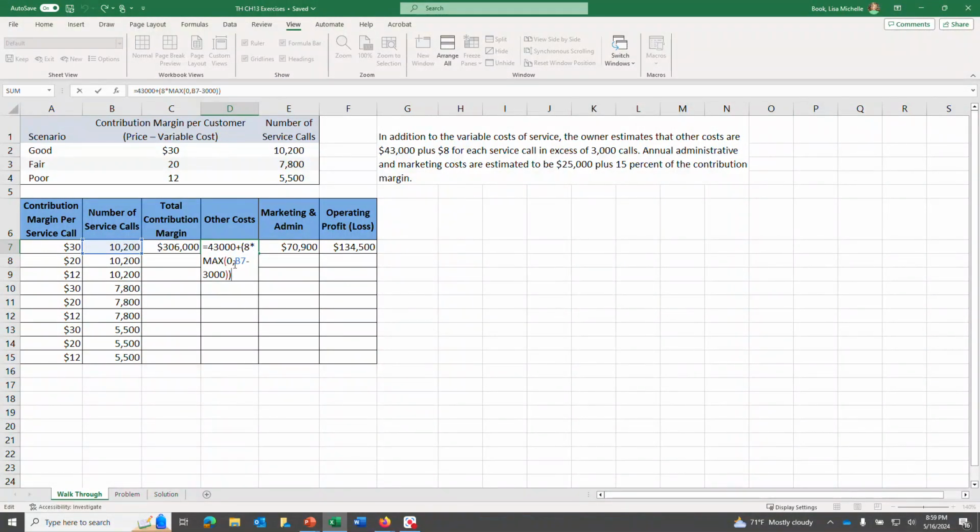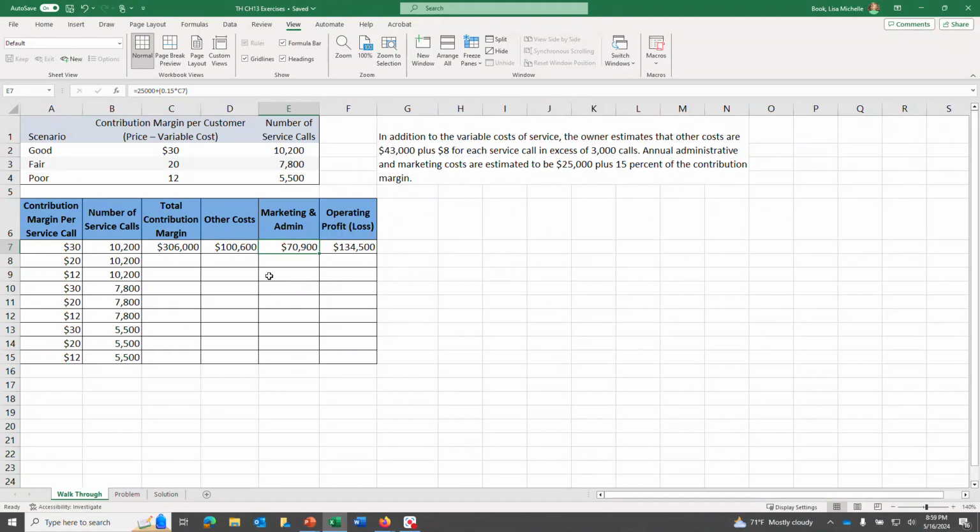So I'm comparing these two things, max of either 0 or my column B, which happens to be 10,200 here, minus the 3,000. If we drop below 3,000, obviously this would have been a negative number here, and so the max would be 0, and we wouldn't add anything to the 43,000. Again, I built a bit more complicated formula than I needed to. Having said that, that would bring our other costs in the best situation to $100,600.